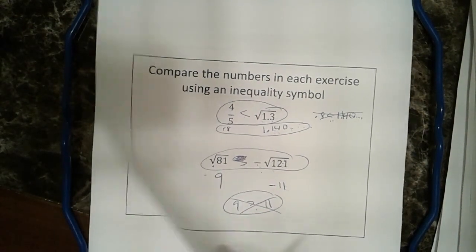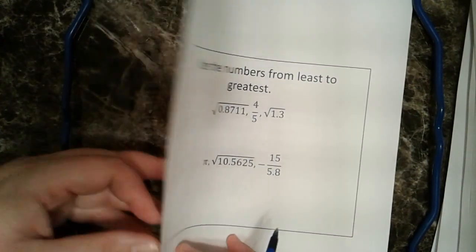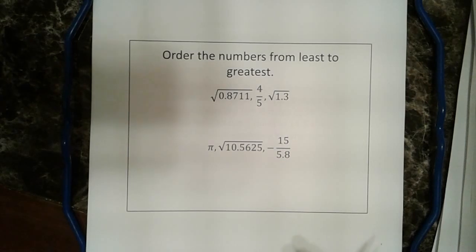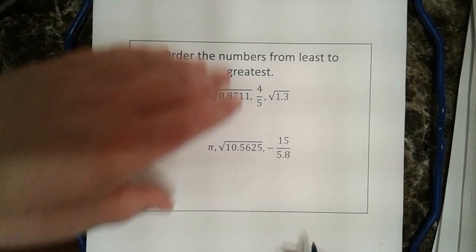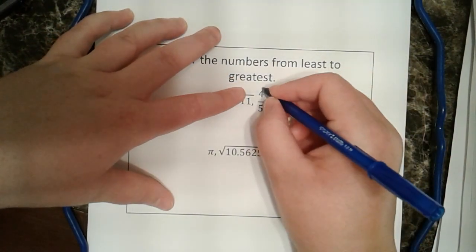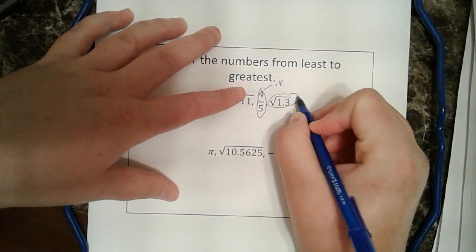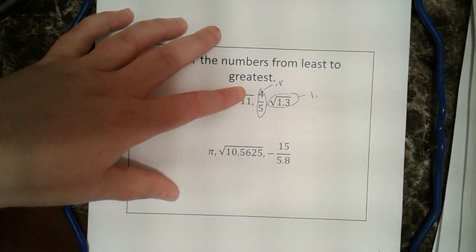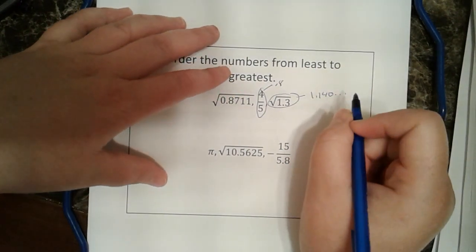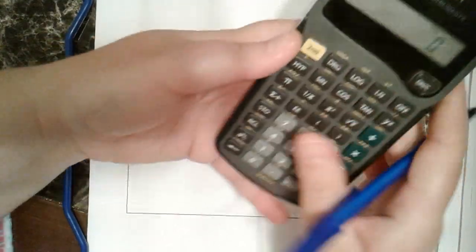Okay, so let's do some more. What about this? I want to order these least to greatest. This is pretty cool, because 4/5 was on our previous problem. So 4/5 is 0.8, and this guy is 1 point what? Looking at our previous problem, 1.140... Okay, what about the square root of 0.87? Well, let's figure it out.